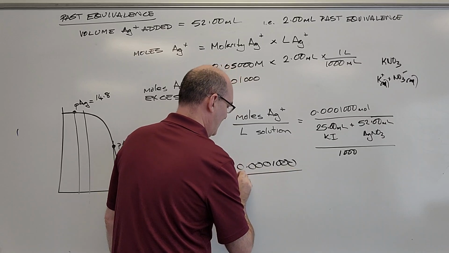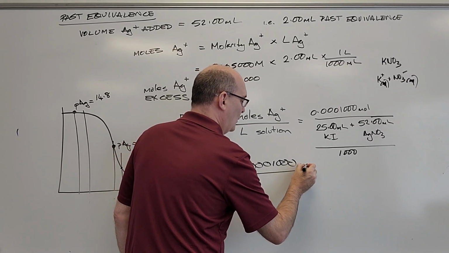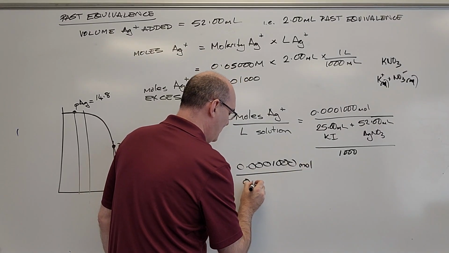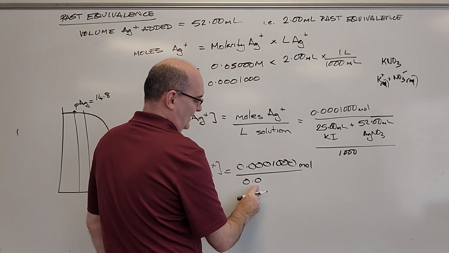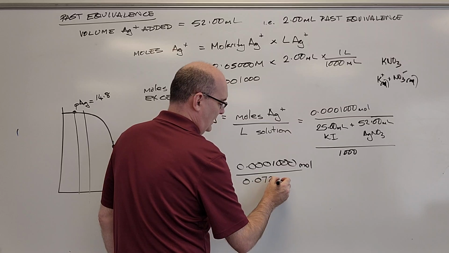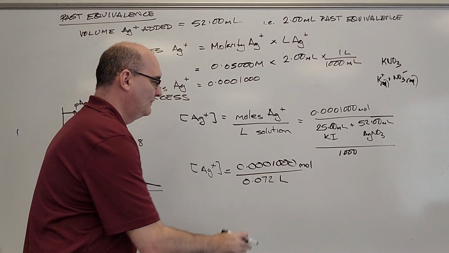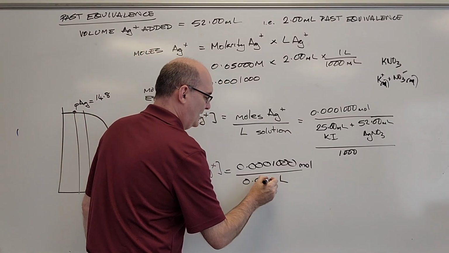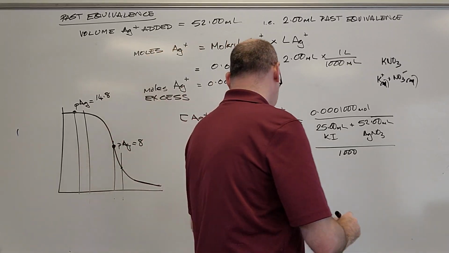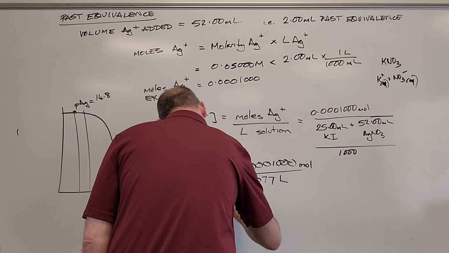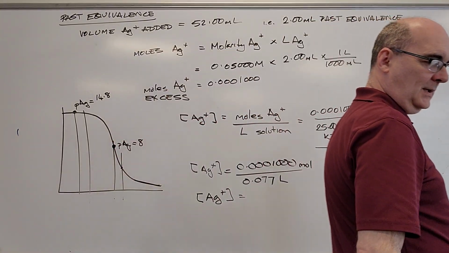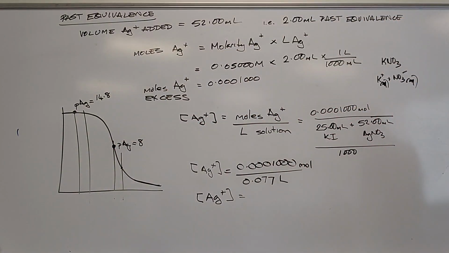0.0001000, lots of zeros. Moles, 72 milliliters. That's 100 milliliters. There you go. 77. So the silver concentration turns out to be 1.3 times 10 to the negative 3.